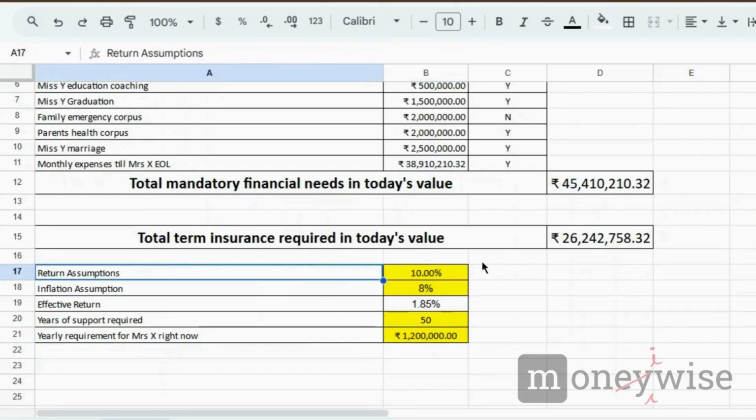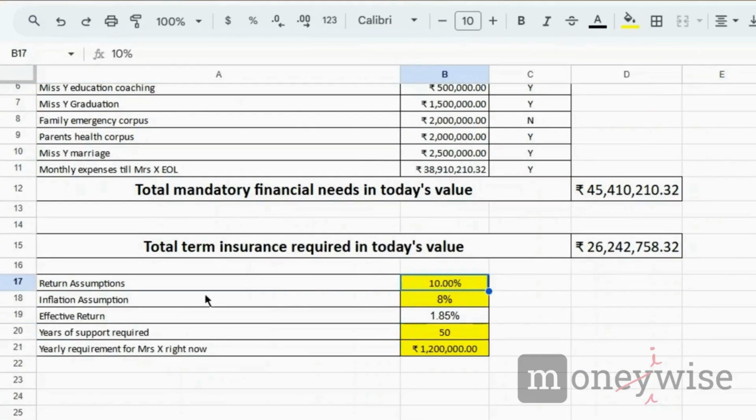And see, interestingly enough, we are making a return assumption and an inflation assumption. Why? Because we are talking about monthly expenses till end of life, right? So inflation comes into picture. So you're making an assumption for inflation and you're making a return assumption because you're going to invest the money somewhere and then get interest or dividends, or you're going to systematically withdraw it, right? So the effective return is 1.85%. So don't worry, folks, you input these, the calculator will calculate and tell you what is the value, right?